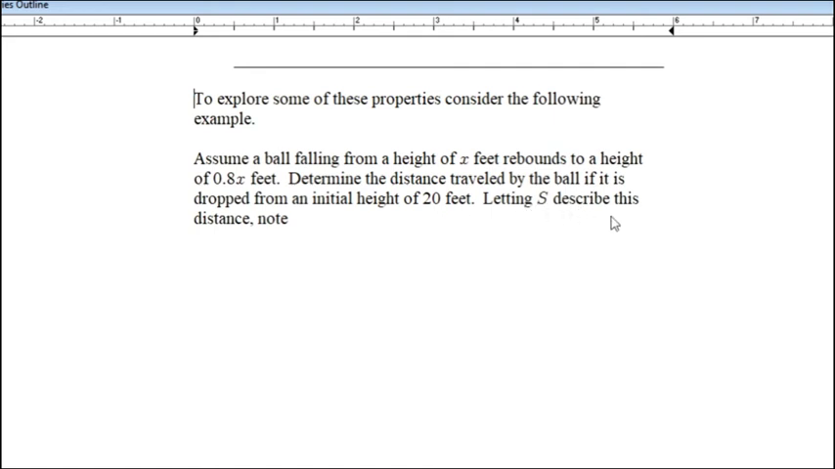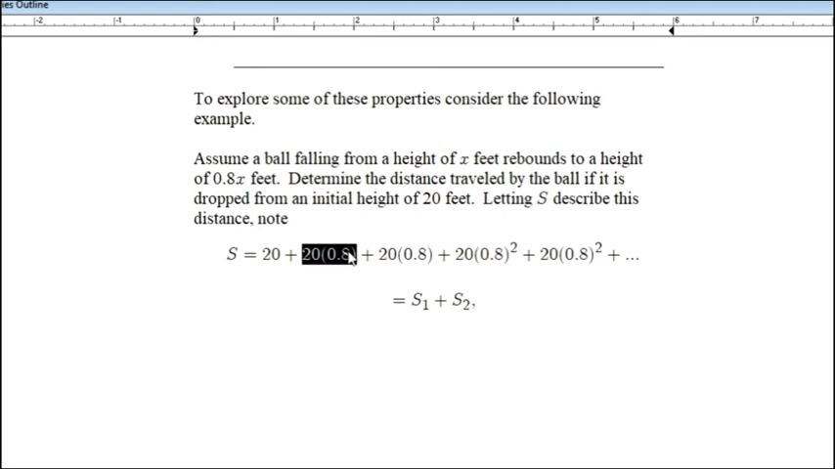Now, if we let S describe this distance, it can be calculated using an infinite series. That infinite series being this calculation for S here, where when we think about the value for S, we are going to have the initial 20 feet that the ball falls before it bounces and rebounds. When it rebounds, it is going to rebound 80% of that distance of 20 feet. So it is going to rebound back up to a height of 80% of 20, which would be 16 feet.